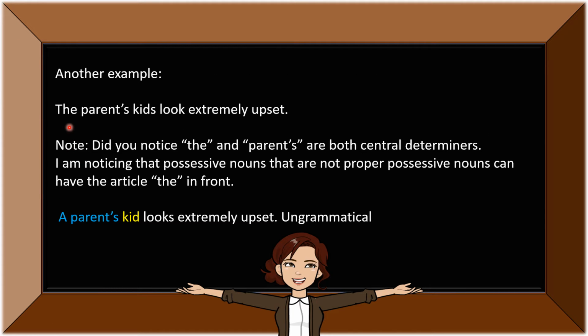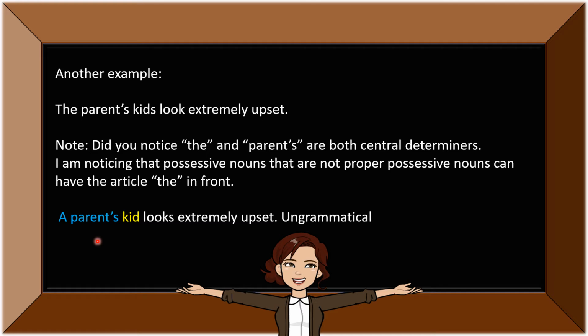Another example. The parents' kids look extremely upset. Did you notice that the and parents are both central determiners? I'm noticing that possessive nouns that are not proper possessive nouns can have the article the in front. And for the most part, they should, because we talked about when to use a and the.